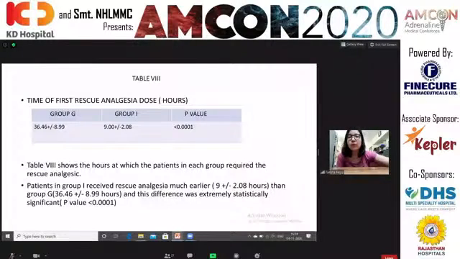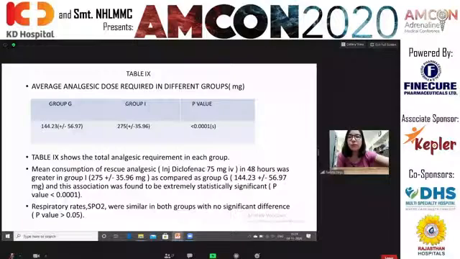Patients in Group I received rescue analgesia much earlier than in Group Z, and this difference was extremely statistically significant. Next slide, please. Mean consumption of rescue analgesia, that is injection diclofenac 75 mg IV in 48 hours, was greater in Group I as compared to Group Z, and this association was found to be extremely statistically significant.